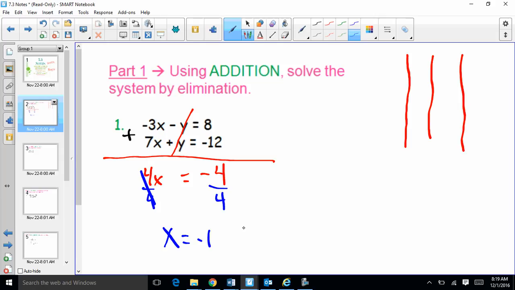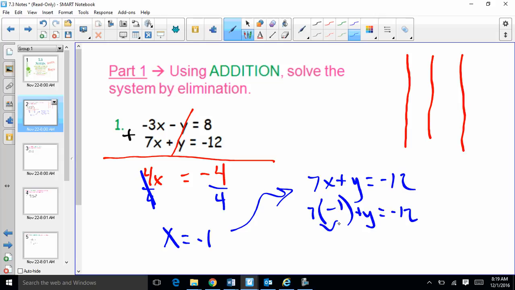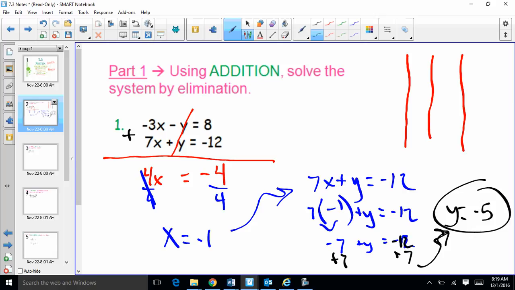Now, once I find out that x equals negative 1, I still have to pick out one of my equations. So 7x plus y equals negative 12. I say 7 times negative 1 plus y equals a negative 12. Negative 7 plus y equals negative 12. I add 7 to both sides, and my solution is y equals a negative 5. Okay, so I have both of my solutions now. x is negative 1 and y is negative 5.